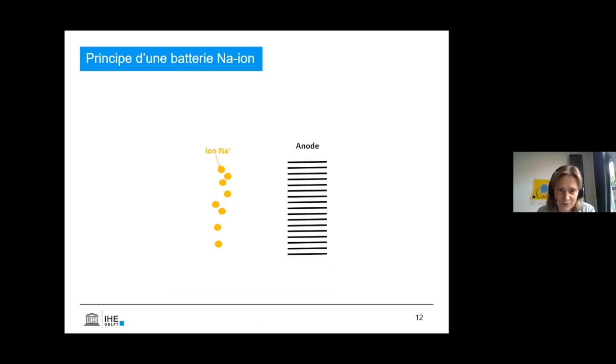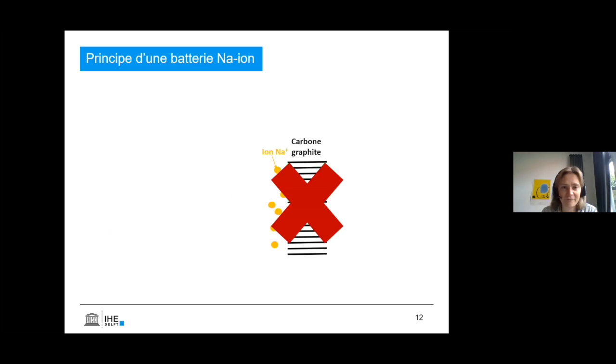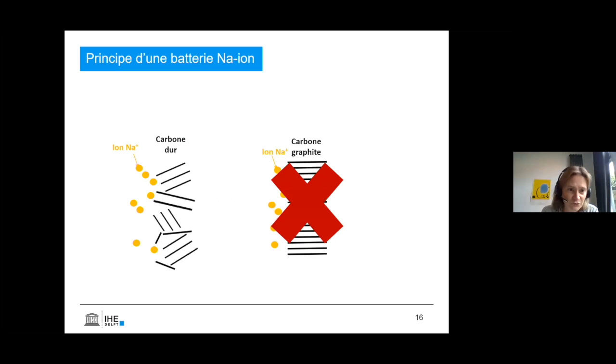But what we're more specifically interested in is this anode, because this is made of carbon. I've represented it here with some very organized images of carbon, which are layers of carbon, which are close together. The problem is that that's all very well for lithium, but sodium bonds have trouble adhering to this type of material.